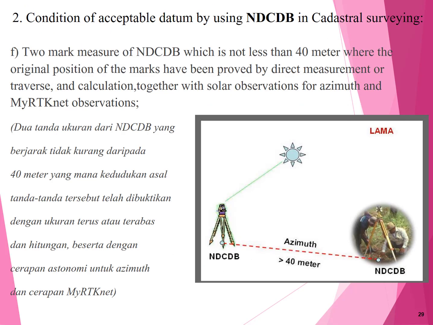Second, condition of acceptable datum by using NDCDB in cadastral surveying. F. 2 mark measure of NDCDB which is not less than 40 meter where the original position of the marks have been proved by direct measurement or traverse and calculation together with solar observations for azimuth and my RTKNet observations.